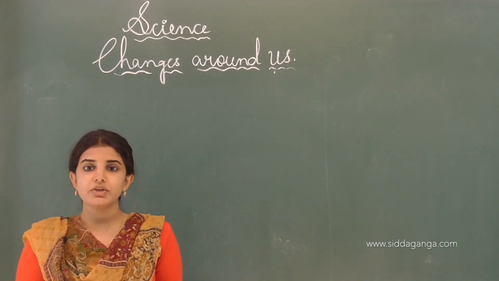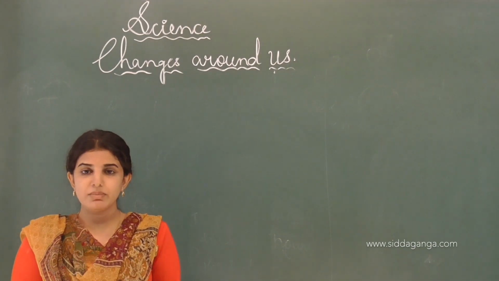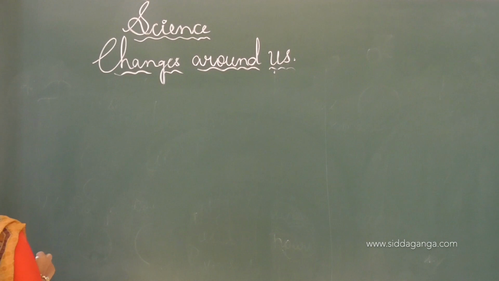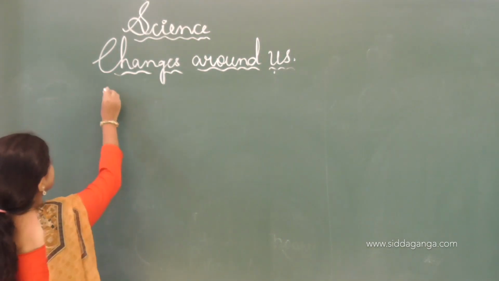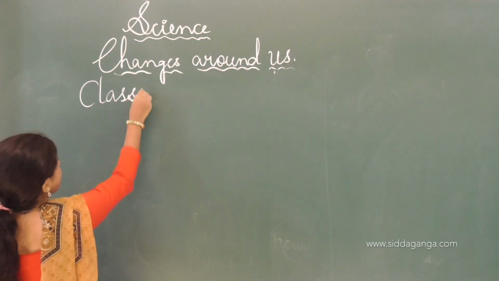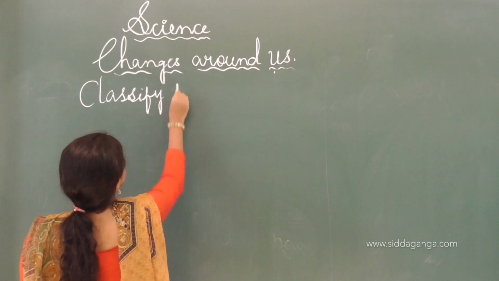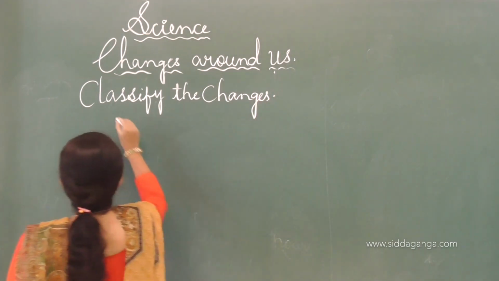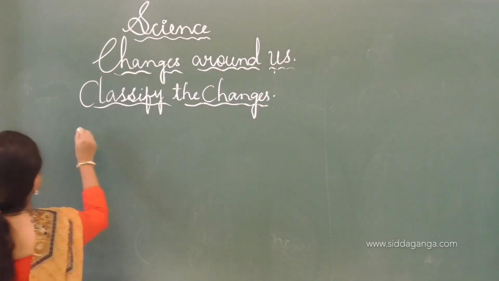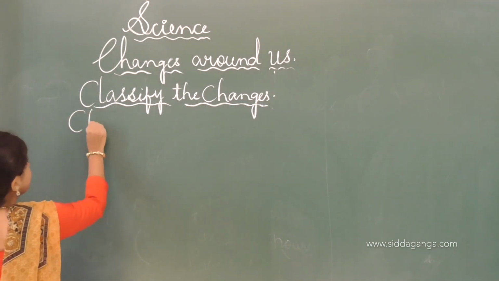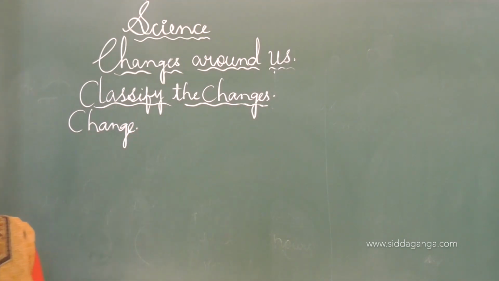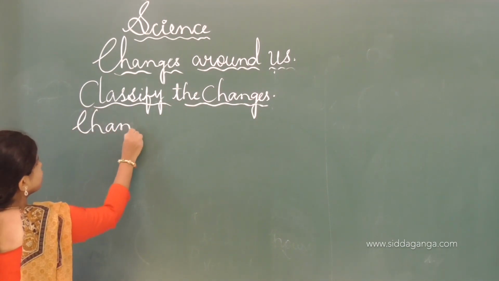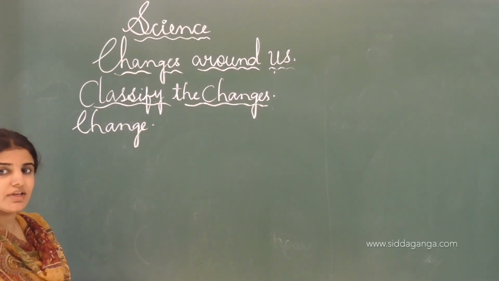See, in today's class we will learn about some more changes, some of which are reversible in nature and some irreversible in nature. One by one I will write on the board, classifying the changes on the basis of reversible as well as irreversible change. You have to observe which one is a reversible and which one is an irreversible change.